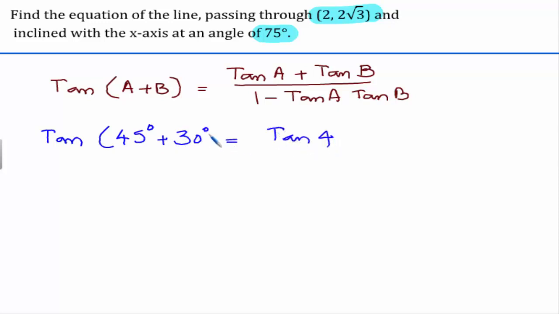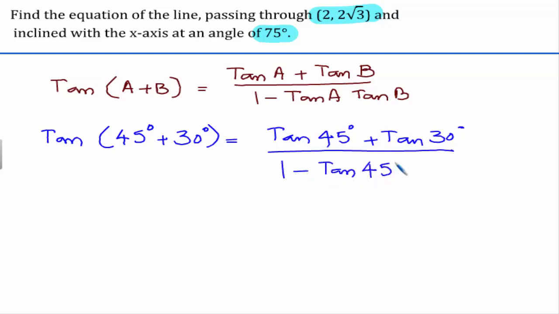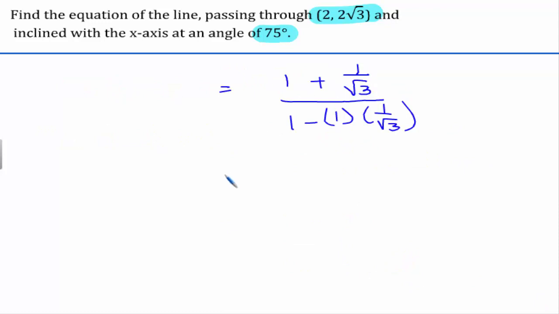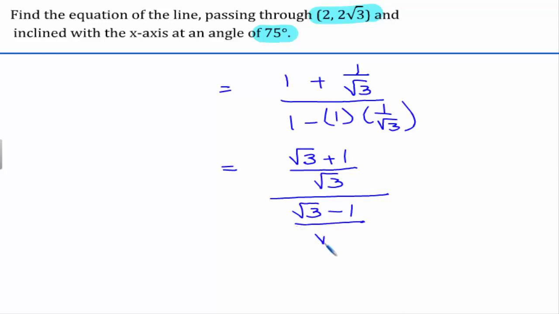This will be tan 45 degrees plus tan 30 degrees by 1 minus tan 45 degrees into tan 30 degrees. Let us substitute the values now. Tan 45 is 1 and tan 30 is 1 by root 3, by 1 minus 1 into 1 by root 3. Now let us simplify further. This we get root 3 plus 1 by root 3. This is the numerator, and when we write the denominator, this is root 3 minus 1 by root 3.